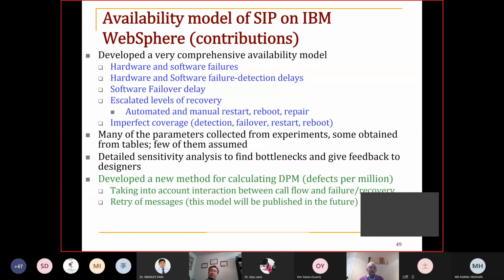And the second part, which I didn't describe to you, is that we developed a new method for calculating what is called DPM, defects per million, which is how many calls will be dropped due to a failure. And this takes into account interaction between call flow and failure recovery, retry of messages, etc. This is an old slide. This model has been published. And what is most exciting for me is that we were told that these two models that we developed were responsible for the sale of the system by IBM to the telco customer.